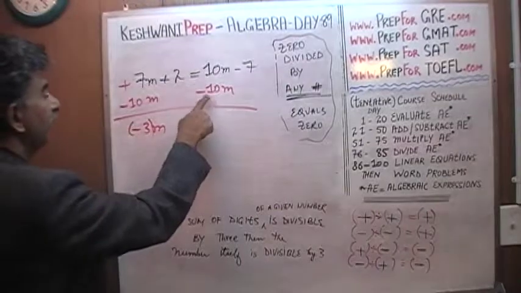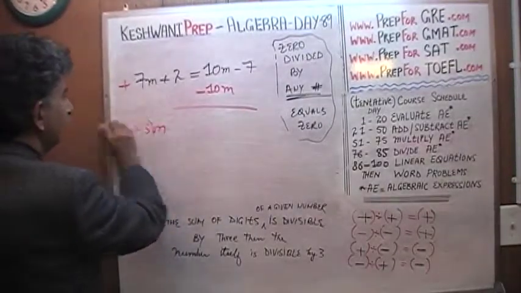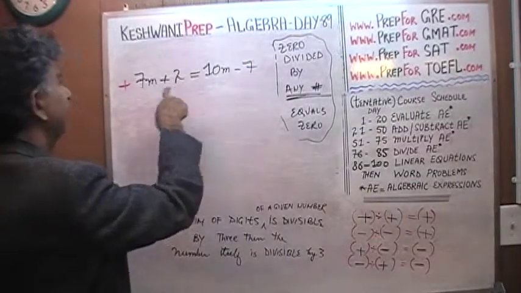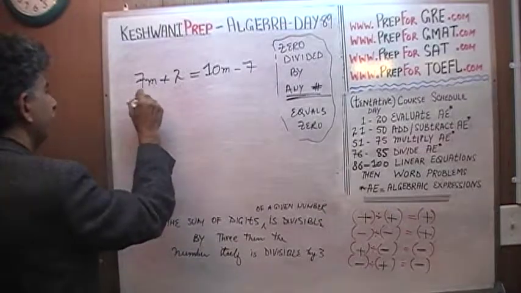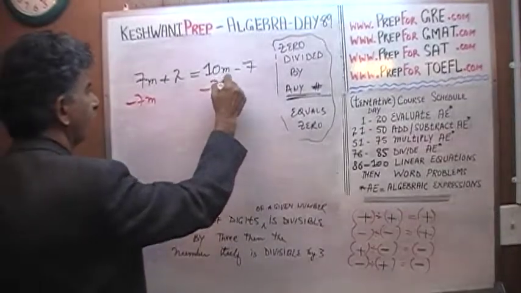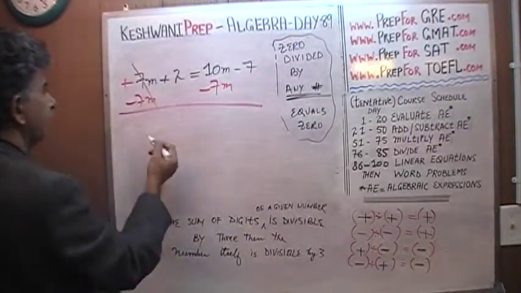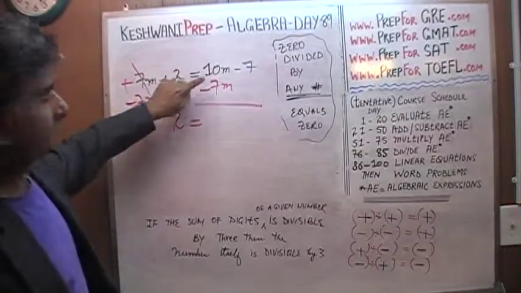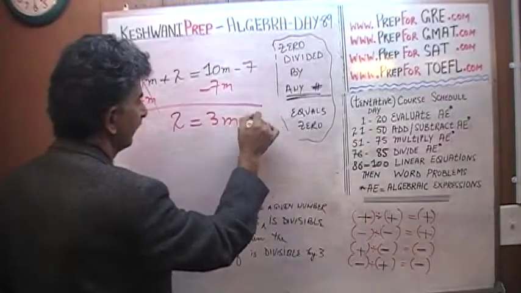So instead of trying to get rid of this 10m from this side, let's get rid of 7m from this side. Subtract 7m from both sides. This is a positive 7m and a negative 7m. This cancels out. This 2 comes down. 10m minus the 7m is 3m. And this negative 7 is going to come down.